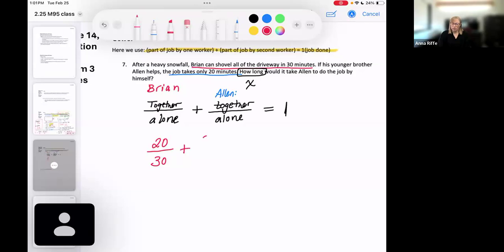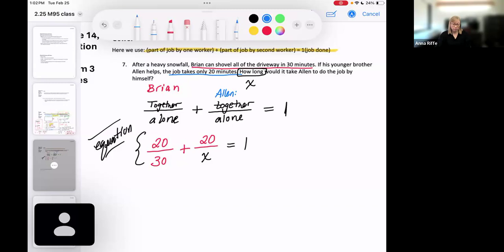If Alan and Brian work together, again, the job takes 20 minutes. We are asked to figure out how long it would take Alan to do this job by himself, or to do the job alone. So that's where my variable comes into play. That's where x is. And then this should equal the entire job, one job. Okay, so the hardest part about these usually is setting up the equation. So this is my equation, my work equation. Once I have my equation set up, I can solve for the variable x.